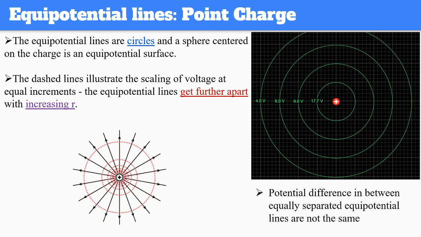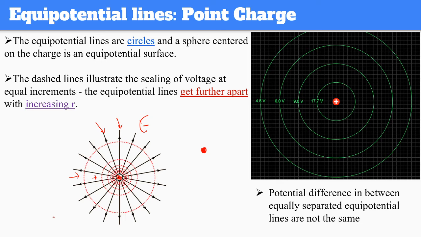Alright, so what do they look like? If we just have a point charge, just a circle, the equipotential lines are circles, and a sphere centered on the charge is an equipotential surface. So this is my charge, and those red lines are my equipotential lines, and those black lines are my electric field lines. Alright?